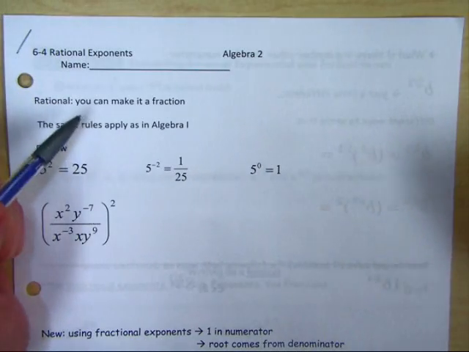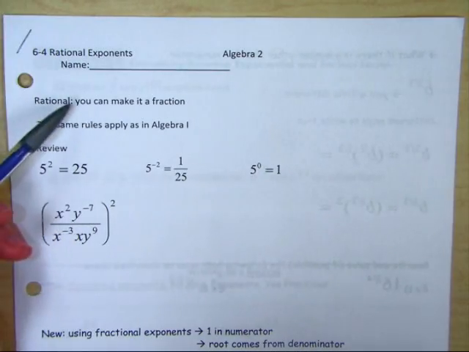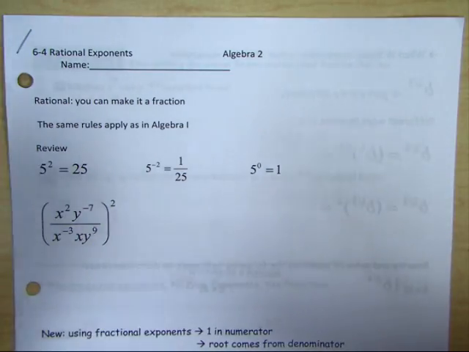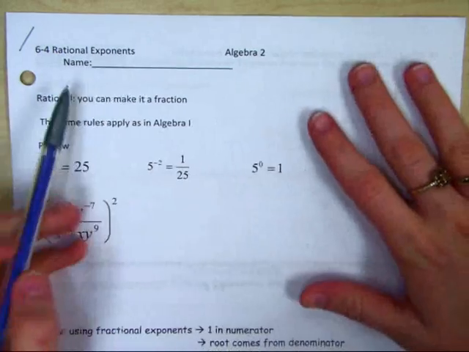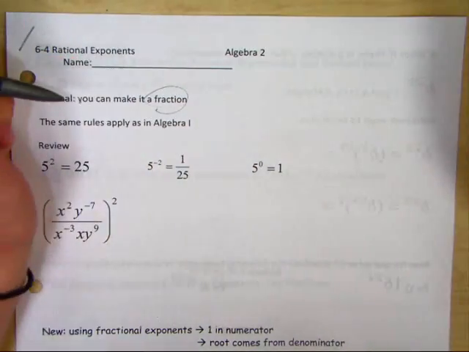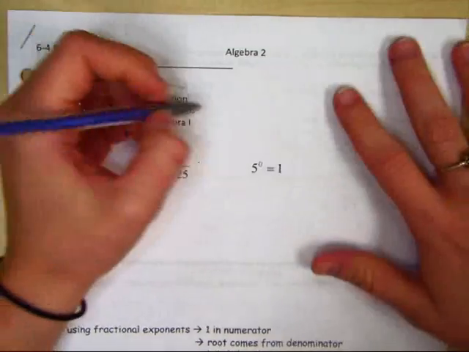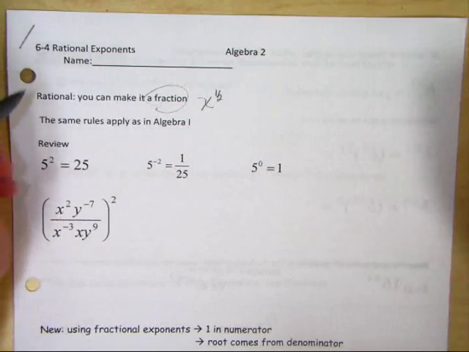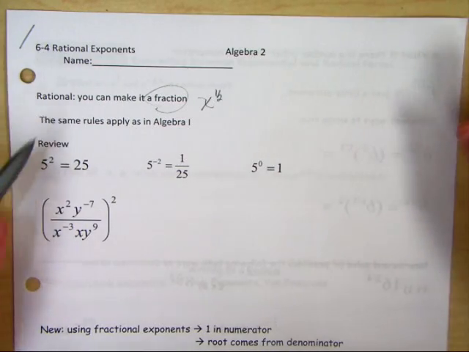In Chapter 6, Section 4, you're going to learn about rational exponents. Now, something you will have to know is, what does the word rational mean? Rational means that you can make it a fraction. So when I say rational exponents, I'm talking about exponents like this, x to the 1/2 power. Now, the same rules apply as they did in Algebra 1.